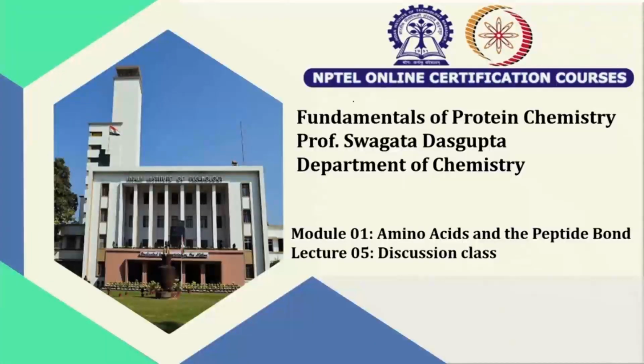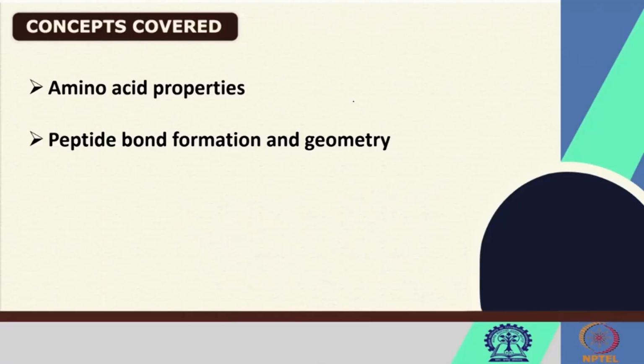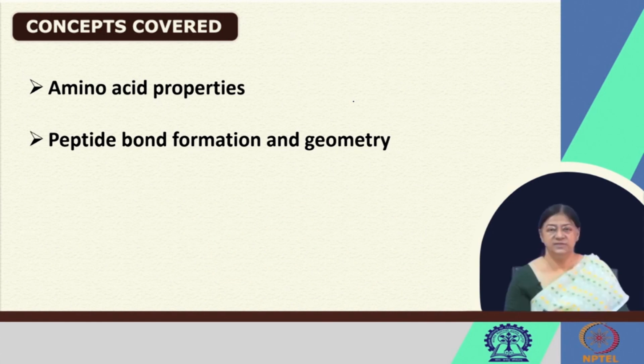Complete module 1 that describes the amino acids and the peptide bond, we will have this discussion class. In this class, we will revisit the amino acid properties, the peptide bond formation and geometry, and look at some more characteristics and how their identification, how an understanding can be obtained from the previous lectures that we have had.